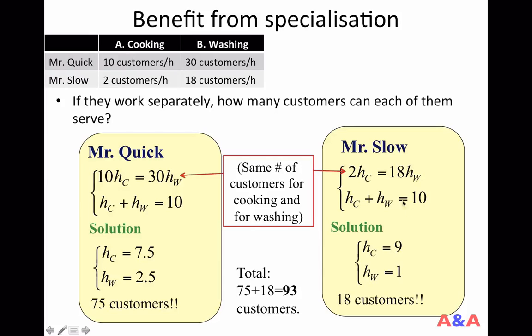You have the same kind of system of equations. If you solve it, you get the solution. Mr. Slow spends 9 hours on cooking and 1 hour on washing, and that way he can serve 18 customers, and that's the maximum number of customers he can serve by himself. Yeah? You substitute this 9 into this 2HC and you get 18. So Mr. Quick can serve 75 customers while Mr. Slow can serve 18 customers. So by working separately, they can serve 75 plus 18 equals 93 customers.